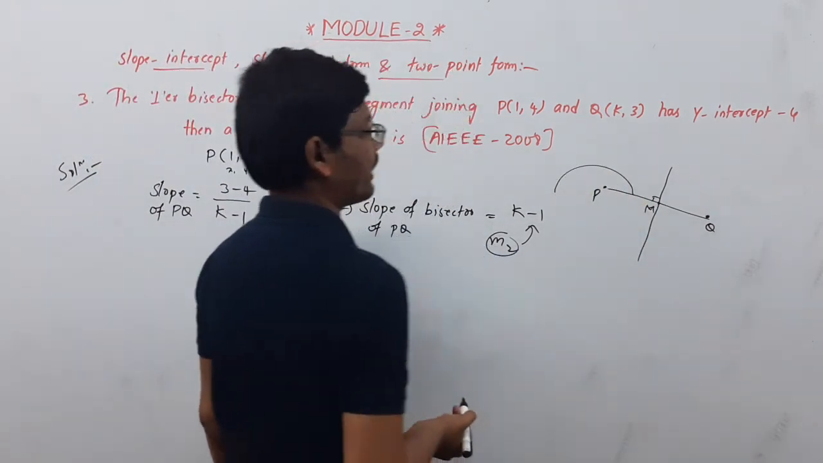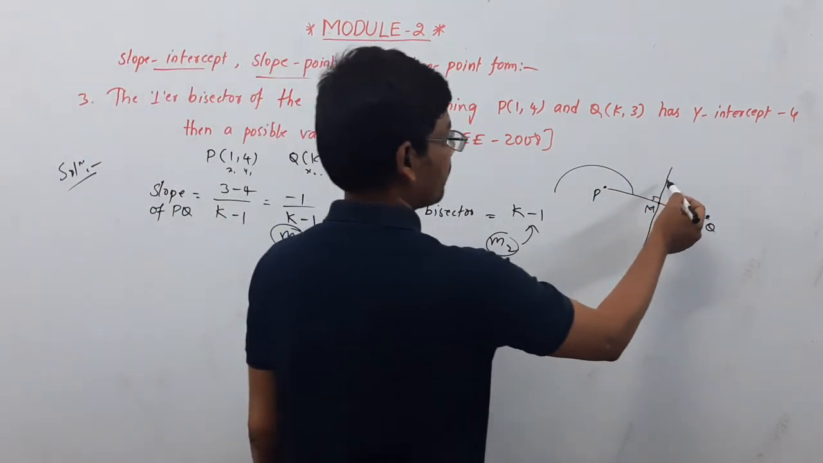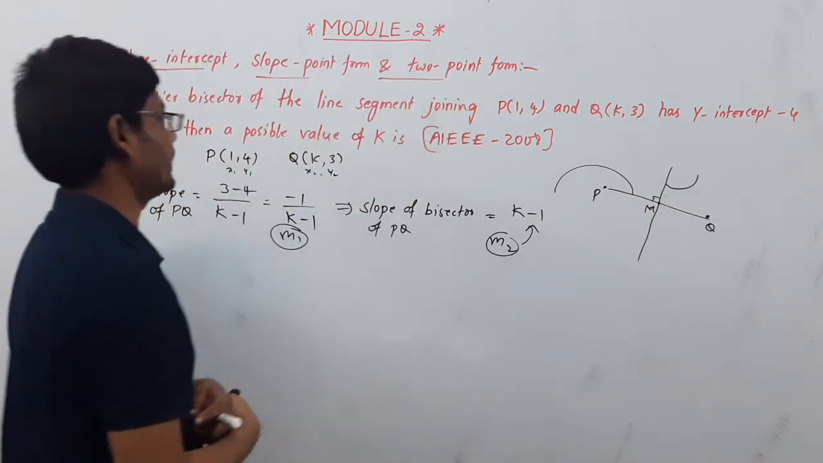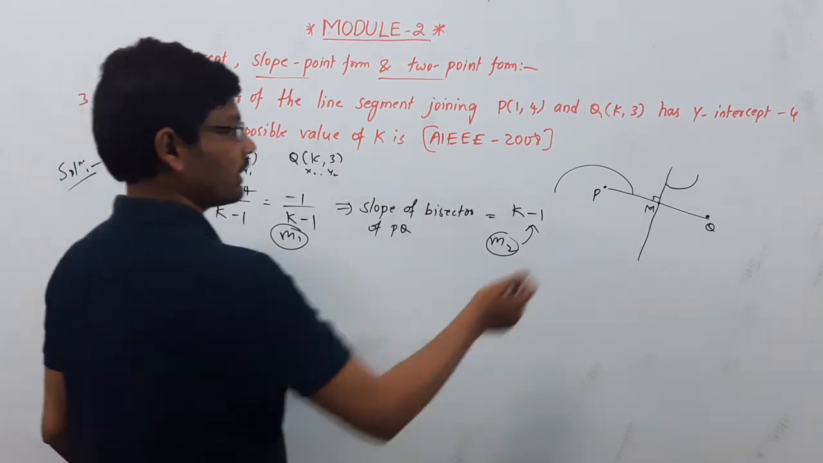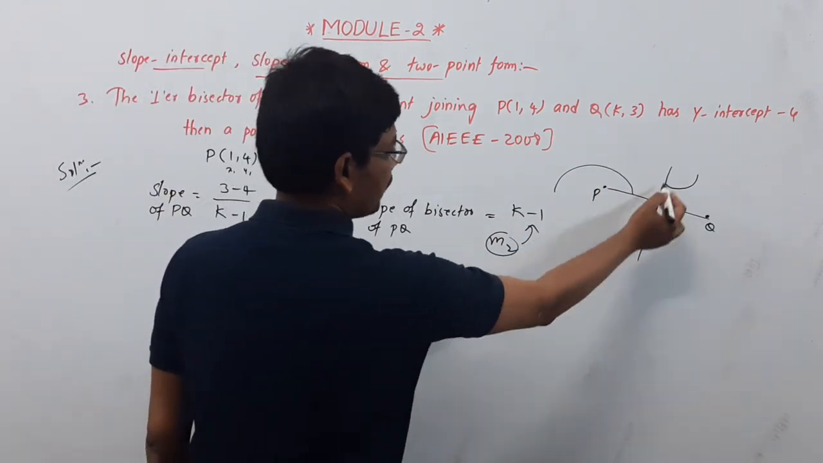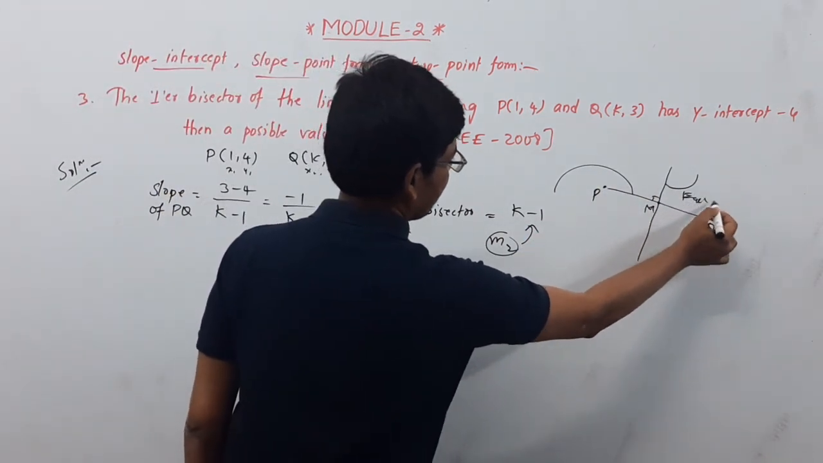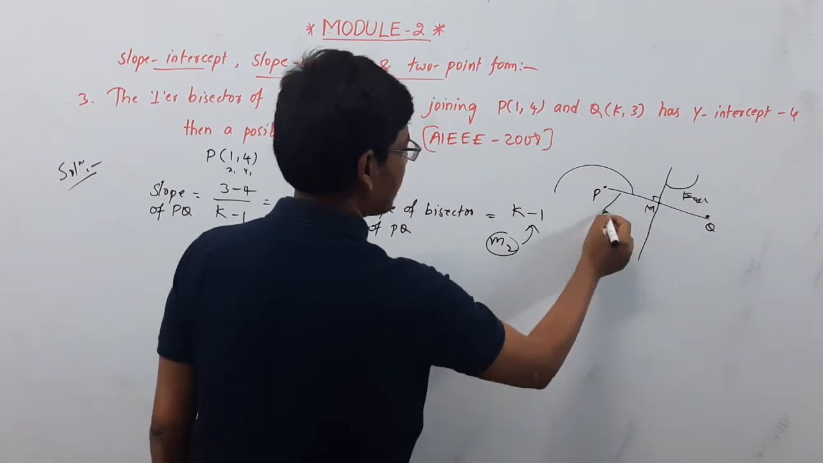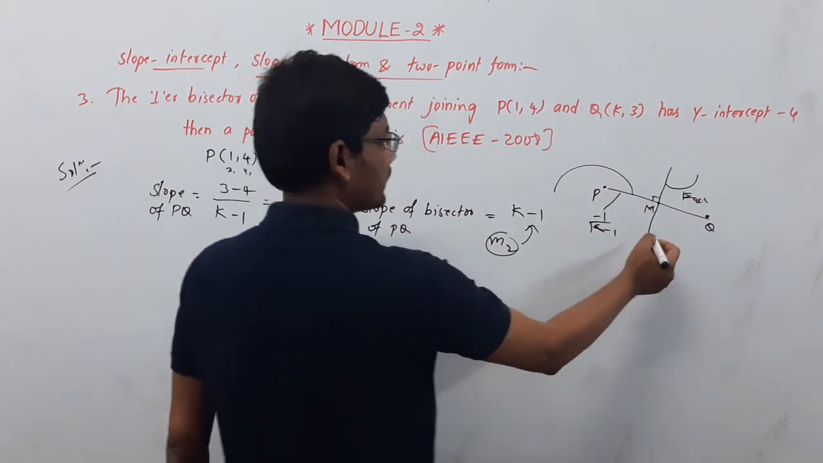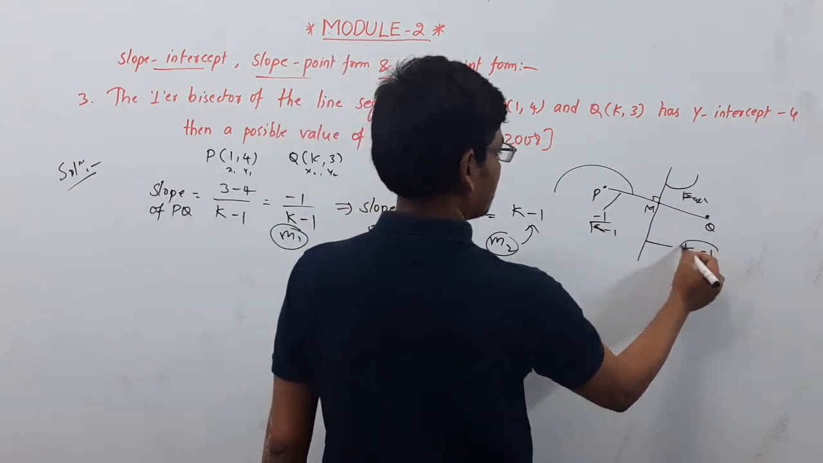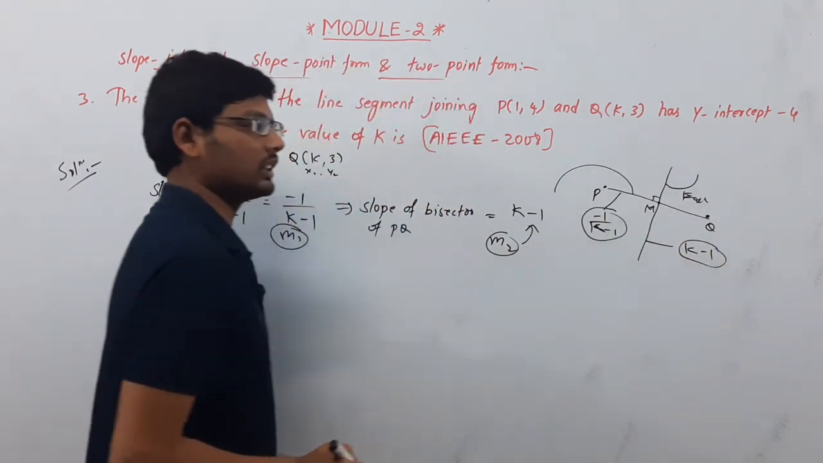This equation we can find, but here we have to find the equation for this one, and then the possible value of k. So the intercept is already given as minus 4. Here we have to find the equation for this one. Already we have the slope, which is minus 1 by k minus 1. This is the slope for this one.